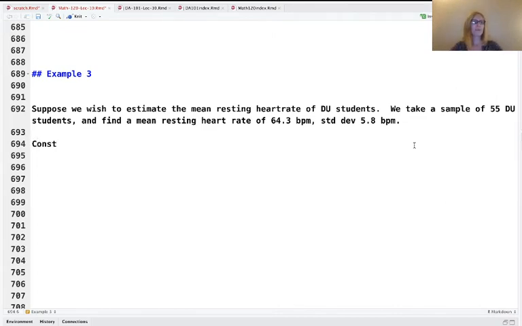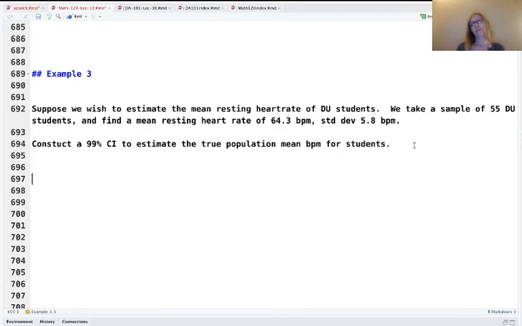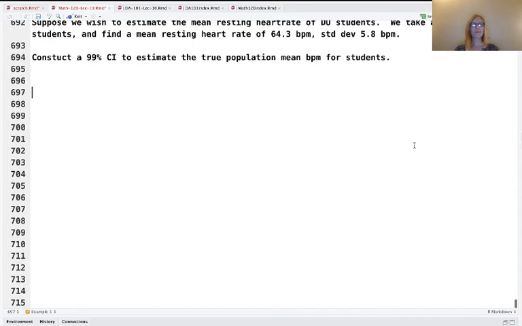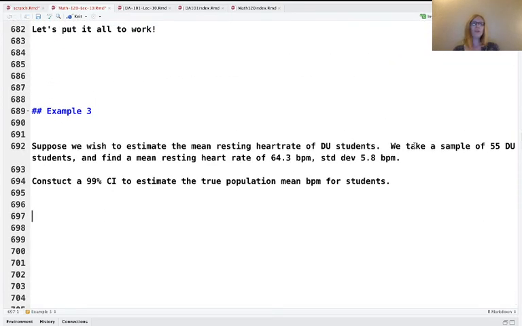Construct a, how about, 99% confidence interval to estimate the true population mean BPM for students. Here's the thing. We've got sample data, and we want to use this to find out what's going on with the population. So let's do it. It's not too hard.